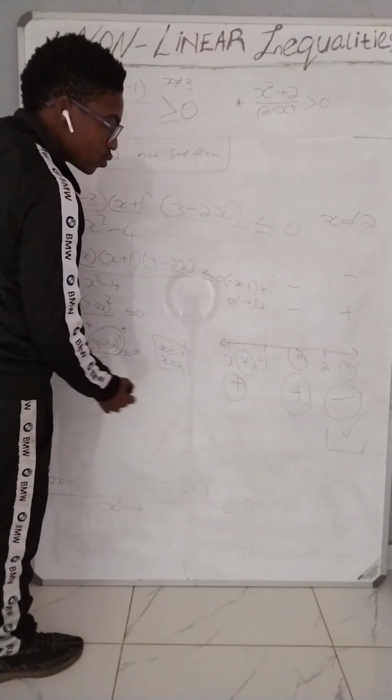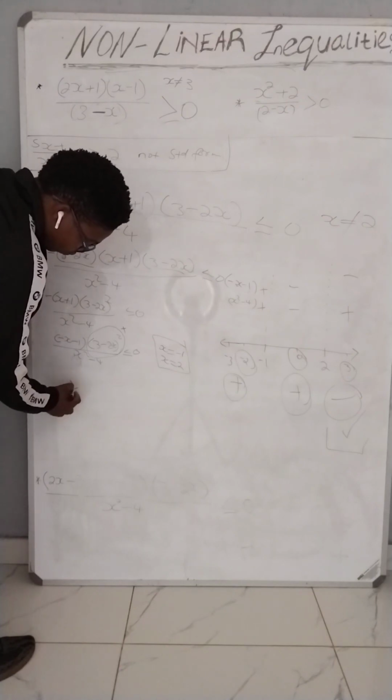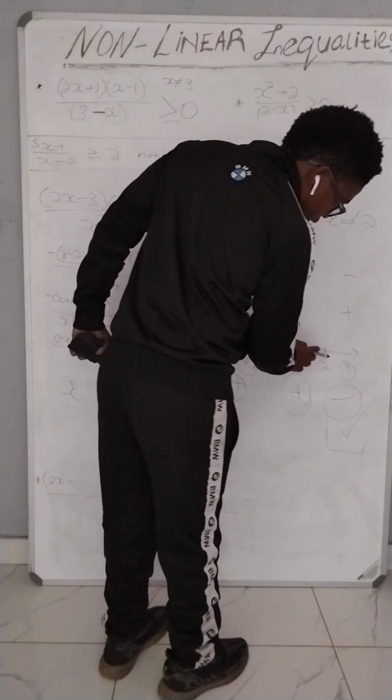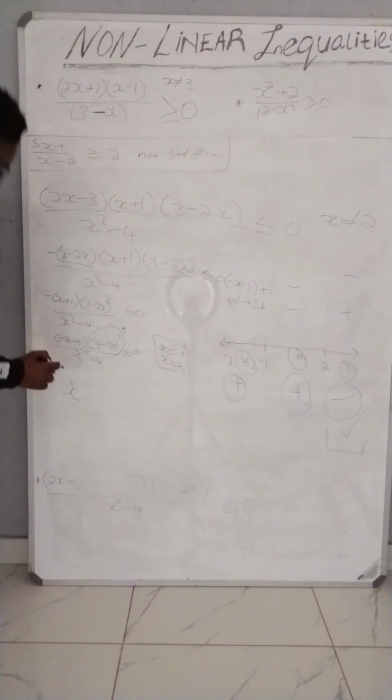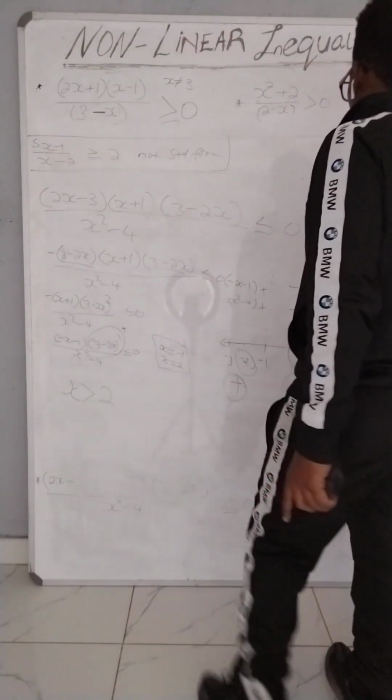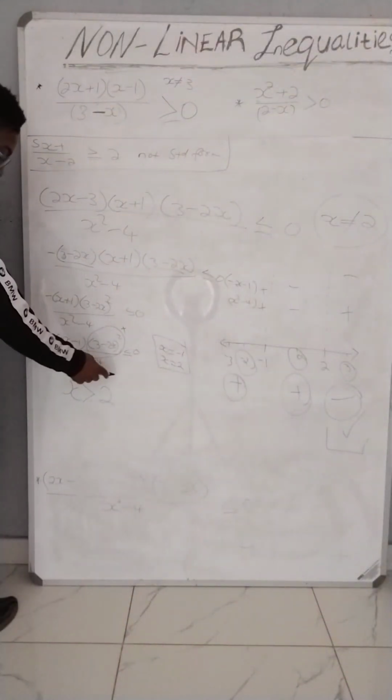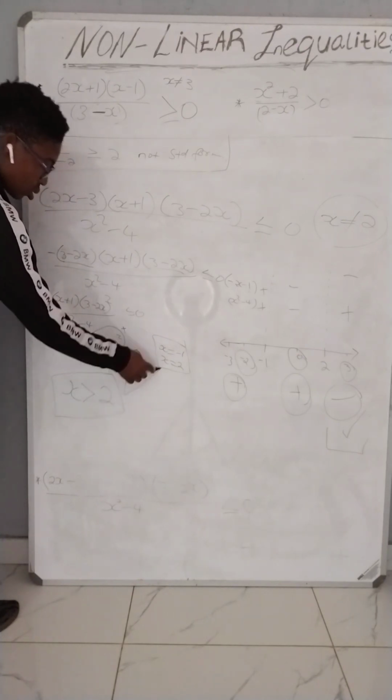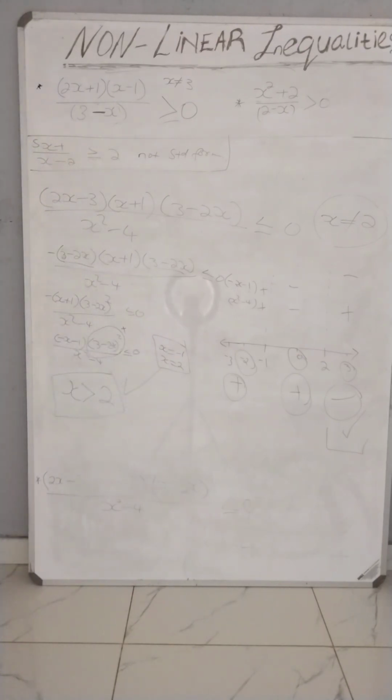Now we are going to say x is greater than 2. We can't say it is equal to 2 because of that. So we'll be having only one answer. So that marks the end of nonlinear inequalities. Yes, you can say, phew, that was a lot.